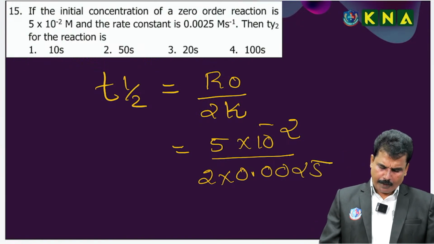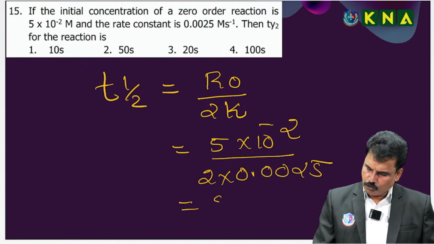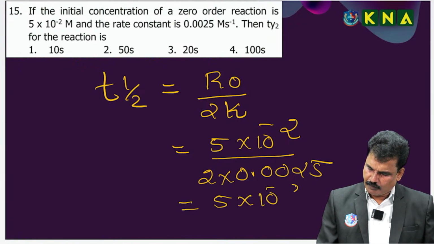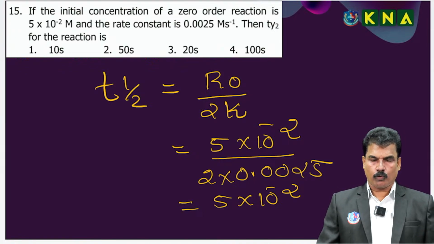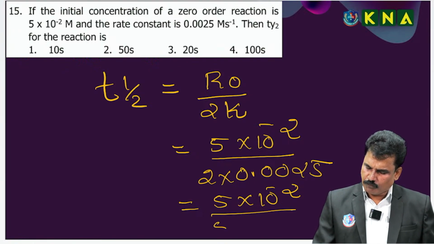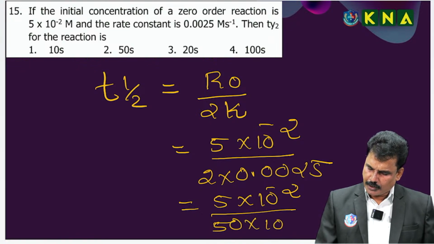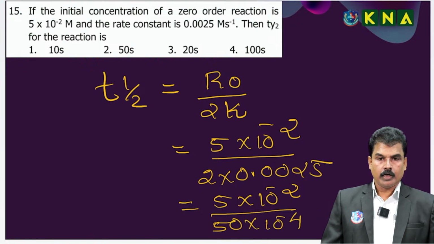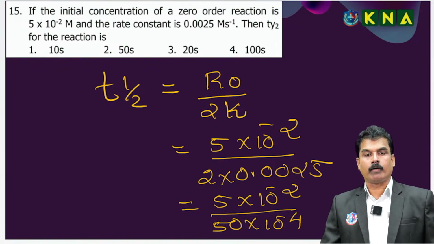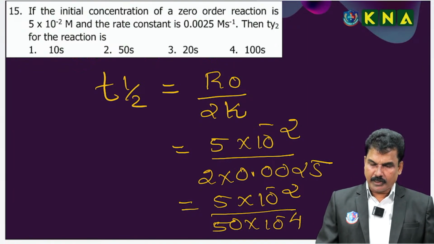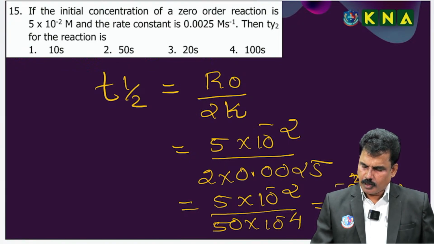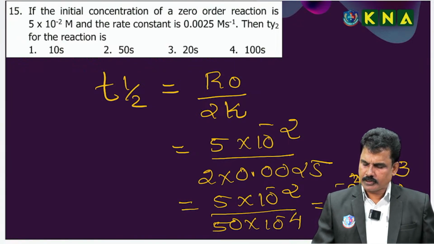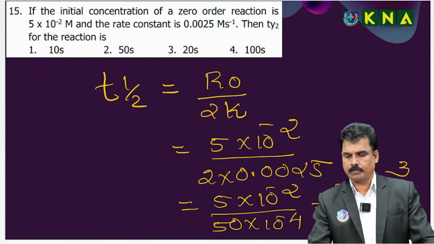5 into 10 to the power minus 2 divided by 2 into 25 into 10 to the power minus 4. 25 into 2 means 50. 50 into 10 to the power minus 4. 5 by 50 means 1 by 10. So 10 to the power minus 2 into 10 to the power 3. So what will be the answer? 10 will be the answer.